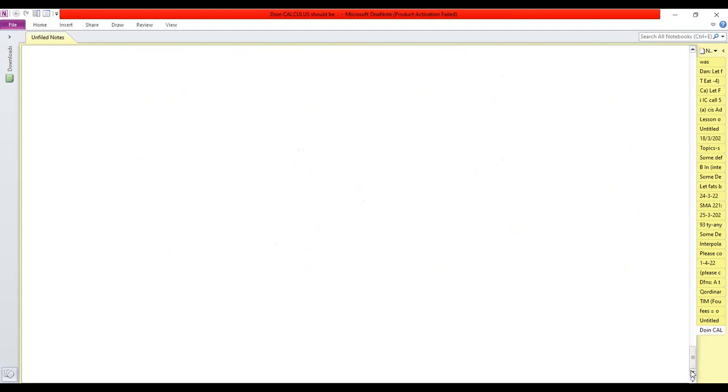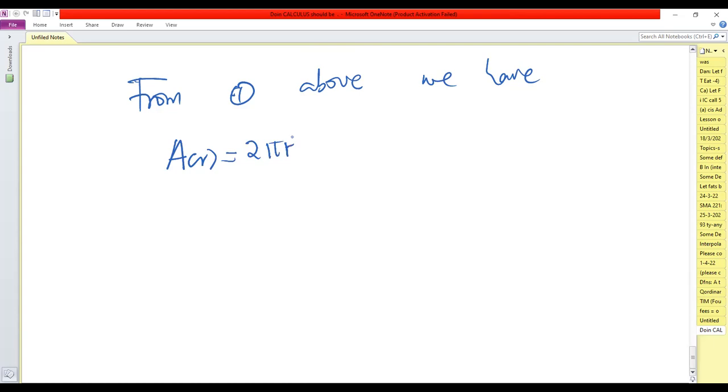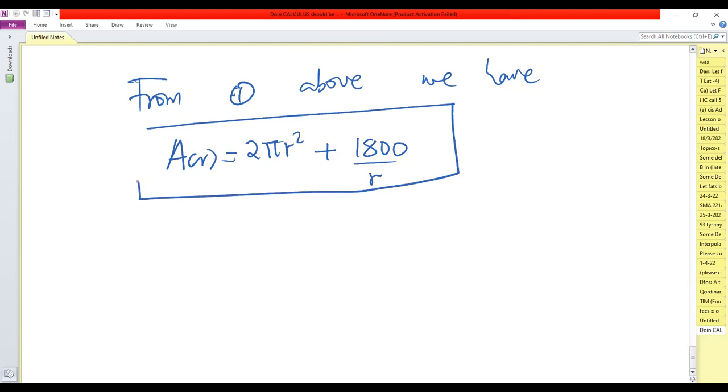And then part 2, the question was, is it possible to design a cylinder of volume 900 cubic centimeters with the largest possible surface area? So now, from part one above, we have that the area function is given by 2 pi r squared plus 1800 over r. So this is the function describing the surface area of this given object.